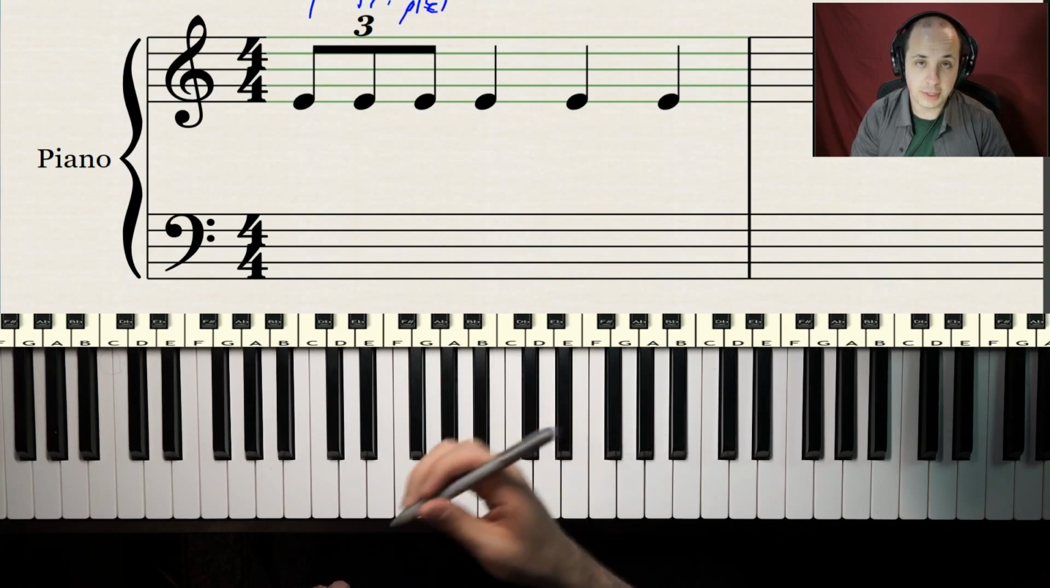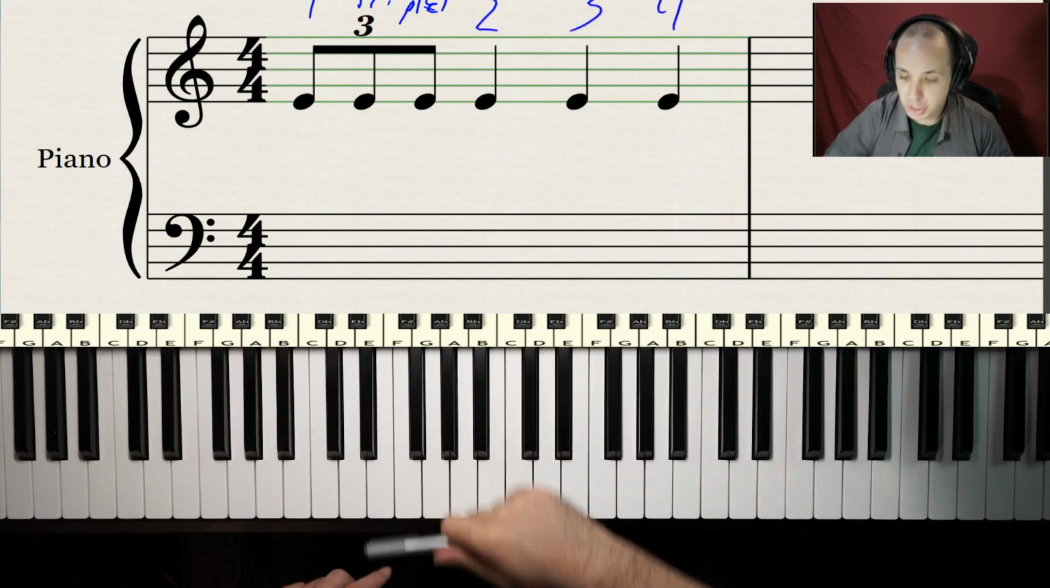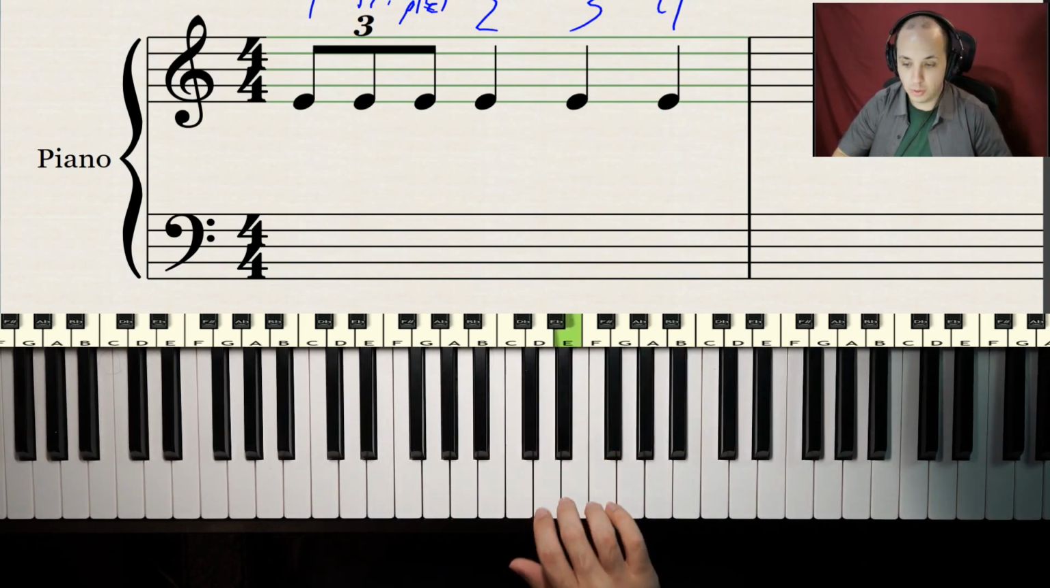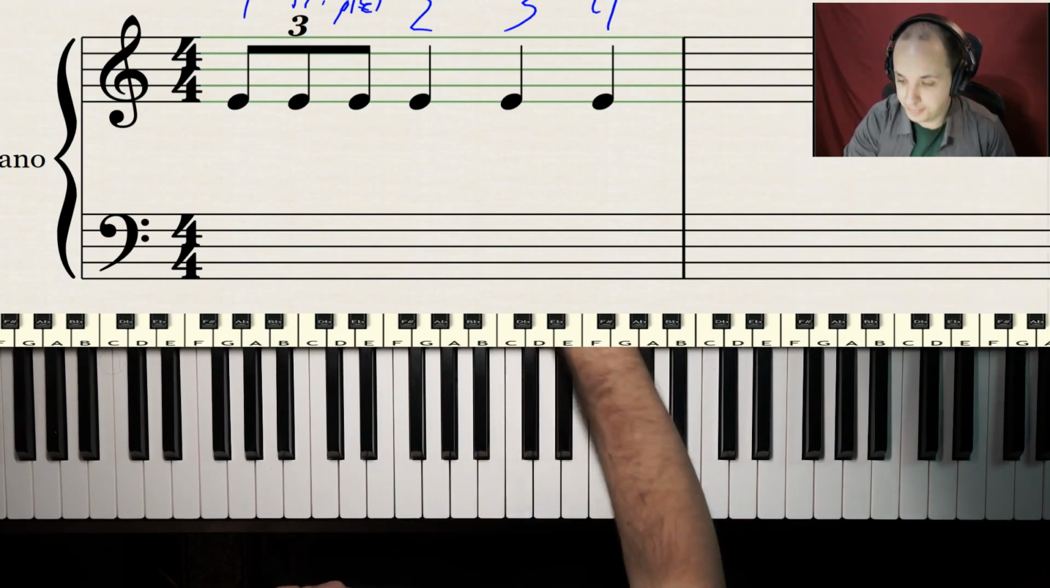So we're going to count out the rest of this measure. You have 1 triplet, 2, 3, 4. Pretty easy, right? So let me play it out. 1 triplet, 2, 3, 4. Pretty simple. Let's try another one.